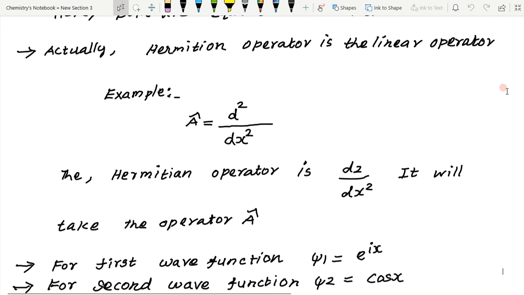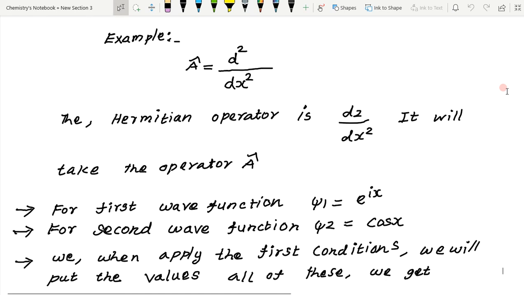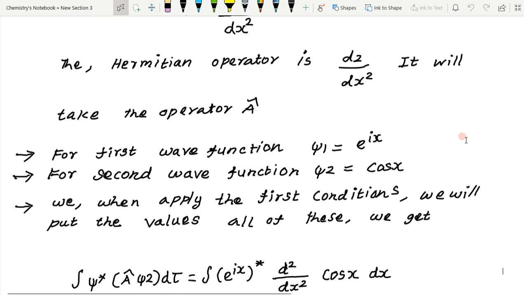For example, operator A equals d square by dx square. The Hermitian operator is d square by dx square. Sorry, please note this in this place. This is d square, I wrote it mistakenly. Next, for the first wave function, or first condition, psi 1 equals exponent ix. For the second wave function, psi 2 equals cos x.